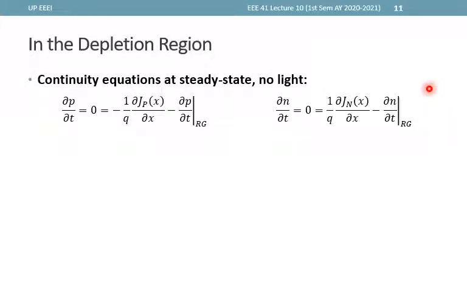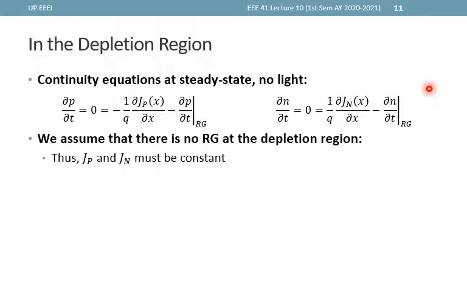Now, further, we will also make a critical assumption for now that there is no thermal RG at the depletion region. We will consider the case that there is RG when we talk about non-idealities of the diode. But for now, let's accept that we are assuming that there is no RG.